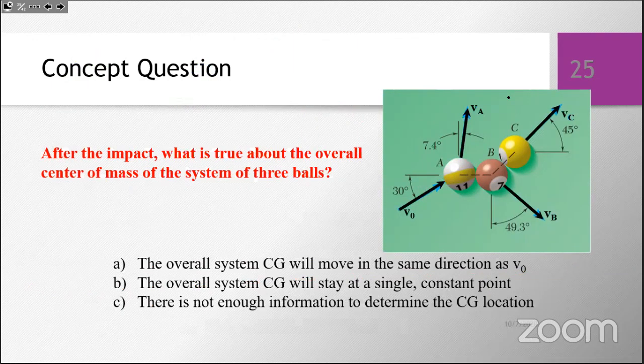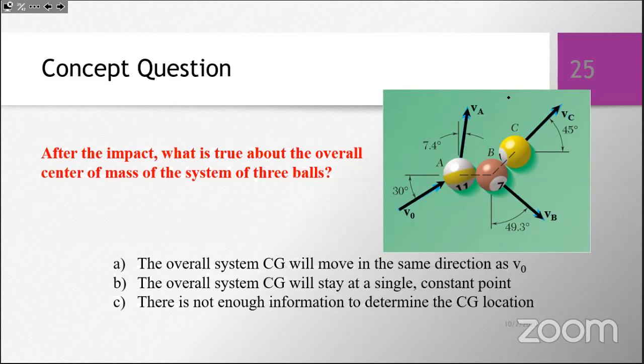Okay, so let me ask you this concept question. After impact, what's true about the overall center of mass of the system of these three balls? So we're talking about this particle system, right? What is true about the center of gravity for it after impact? So who thinks, we'll do a show of hands, the overall system CG will move in the same direction as V naught? Who thinks it's A?